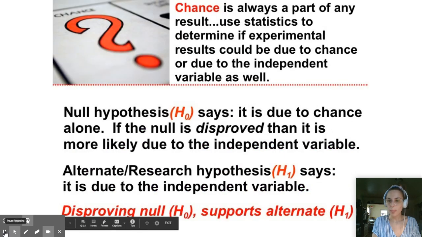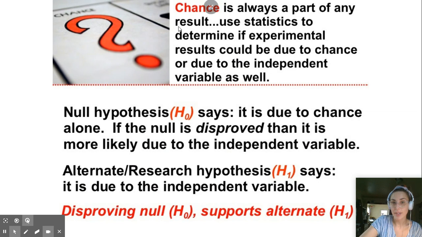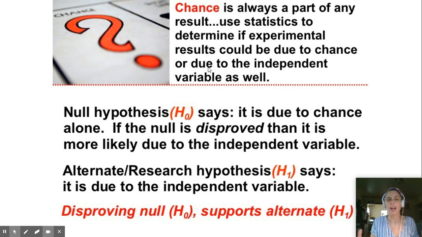Okay, so now we need to talk about chance. Chance is always a part of any results. Using statistics helps us determine how much of our independent variable was affecting the results and how much was chance affecting the results. Depending on how large that size is, we will either support or reject our hypothesis.